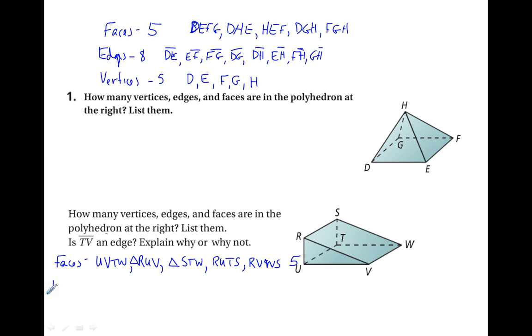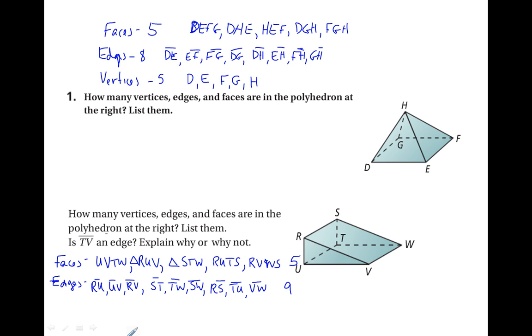What about the edges? Let's start on the front face of RUV. So we have edges RU, UV, and RV. Then if we go to the back face, we have ST, TW, and SW. And then the ones that connect those faces, we have RS, TU, and VW, not to be confused with the car, of course. And so we have a total of 9 edges.